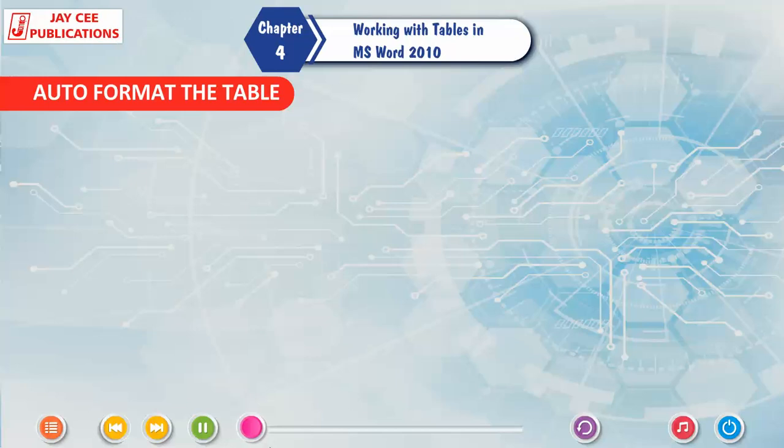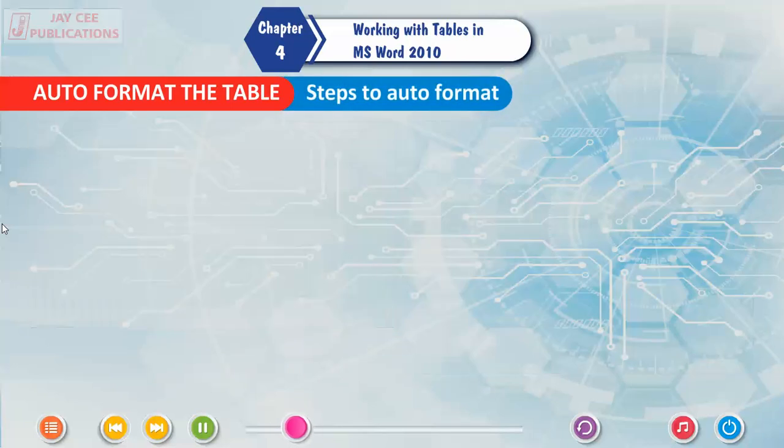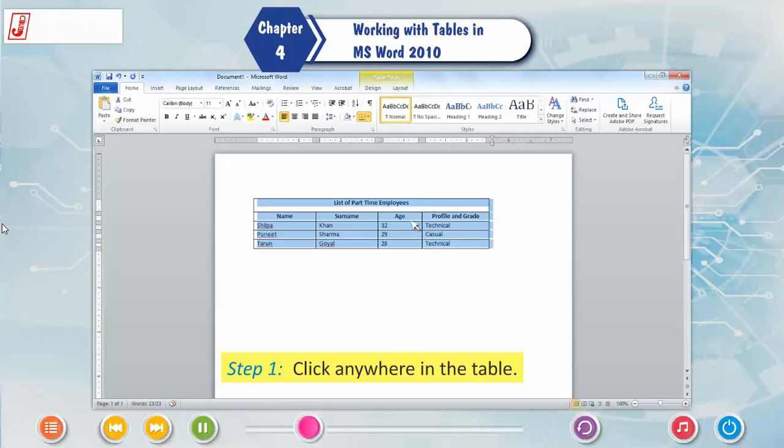Auto-format the table. MS Word provides various styles to us which can be added to the table. Styles make a table impressive and attractive. To use these styles in our table, we should follow the given steps. Steps to auto format. Step 1. Click anywhere in the table.